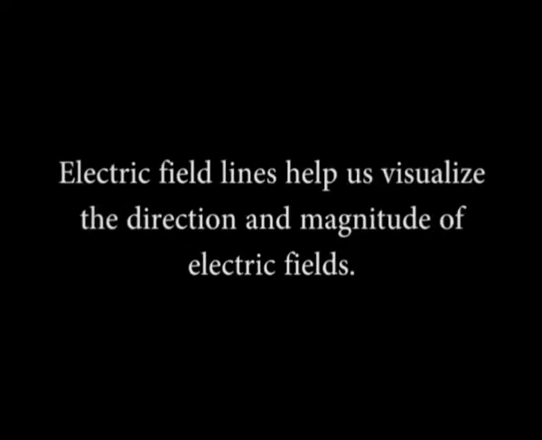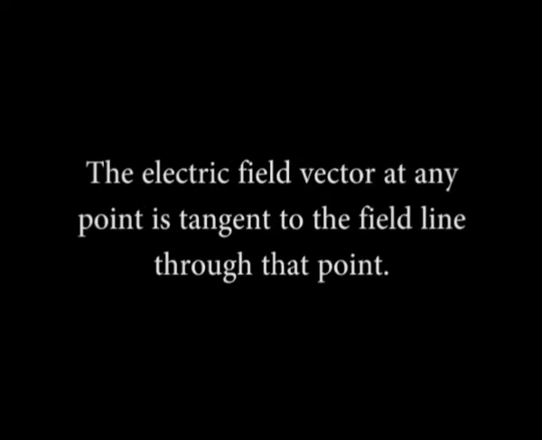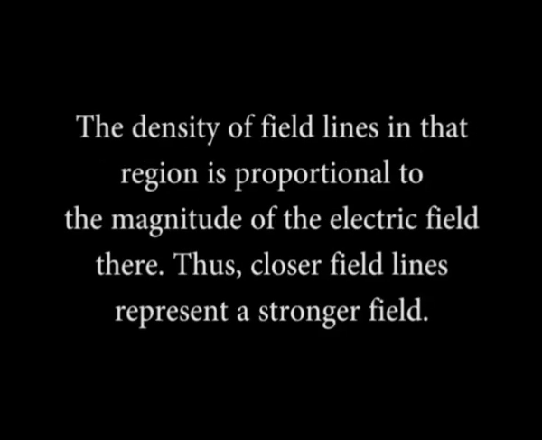Electric field lines help us visualize the direction and magnitude of electric fields. The electric field vector at any point is tangent to the field line through that point. The density of field lines in that region is proportional to the magnitude of the electric field there. Thus, closer field lines represent a stronger field.